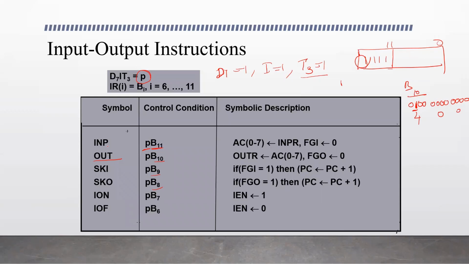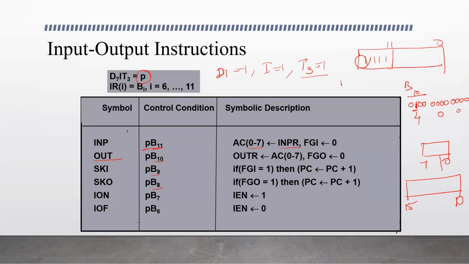INP is to transfer the content of INPR into the accumulator, correct? So the micro operation is to transfer INPR into accumulator bits 0 to 7. INPR is an 8-bit register with bits 0 to 7, and the accumulator is a 16-bit register with bits 0 to 15.